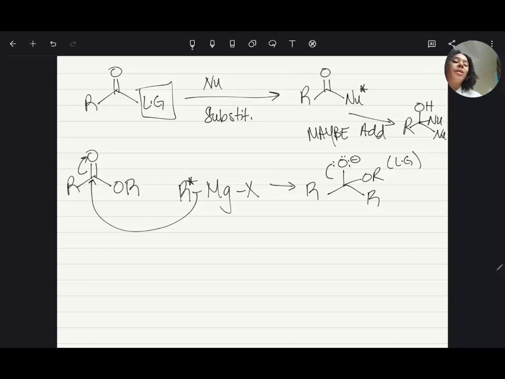So while you're waiting for your solution to get protonated, this step happens faster than you can protonate. And because of that, the alkoxide comes down and kicks the leaving group out. So this is the substitution. You may not think of it as a substitution, but essentially we're using that oxygen to kick out a leaving group. So it is like an SN2 type mechanism.